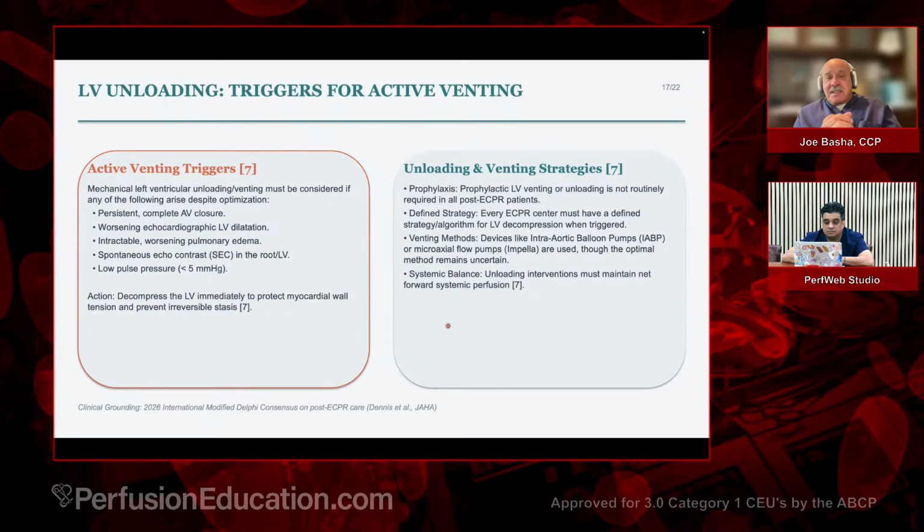Active venting triggers: persistent complete AV closure. Worse, if you have a mechanical aortic valve, you're going to have to go transseptal. Worsening echocardiographic LV dilatation, intractable worsening pulmonary edema, spontaneous echo contrast in the root or LV, which is the smoke we talked about. It's not actually contrast, right? Low pulse pressure, less than 5. I think you could just say a pulse pressure of less than 5 and leave all the rest of it out, because if you have a pulse pressure of less than 5, that's a problem. You want to decompress the LV immediately to protect myocardial wall tension and prevent irreversible stasis.